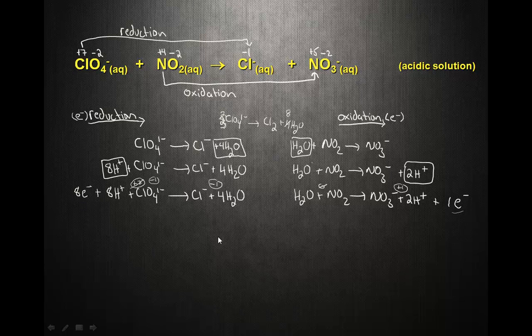So what I'm going to do again is an LCM, the lowest common multiple. So what's the lowest common multiple that 8 and 1 go into? It's 8.